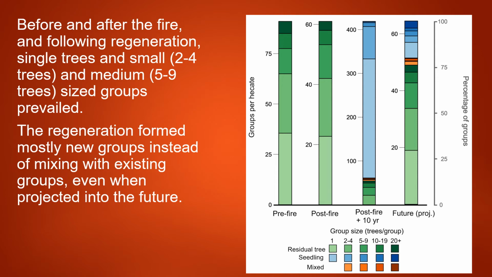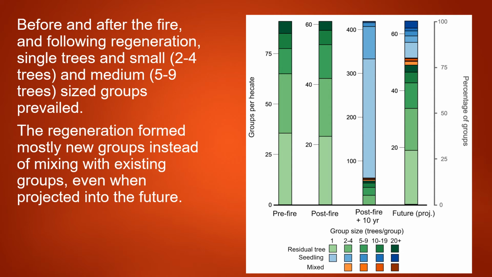And you can see both before and after the fire and following regeneration, single trees and small tree groups plus medium-sized groups prevailed. And I think this pattern is really interesting. On the right side there, that's the percentage of groups. So that's the scale there. So you can see it's pretty consistent, which is different than some recent papers have found. And also interesting to me is that the regeneration formed mostly new groups instead of mixing with existing groups.